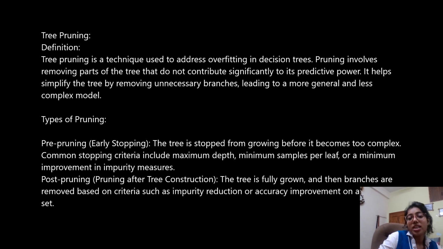Tree pruning. Tree pruning is a technique that is used to address overfitting in decision trees. Pruning involves removing parts of the tree that do not contribute significantly to its predictive power. It helps simplify the tree by removing unnecessary branches, leading to a more general and less complex model.